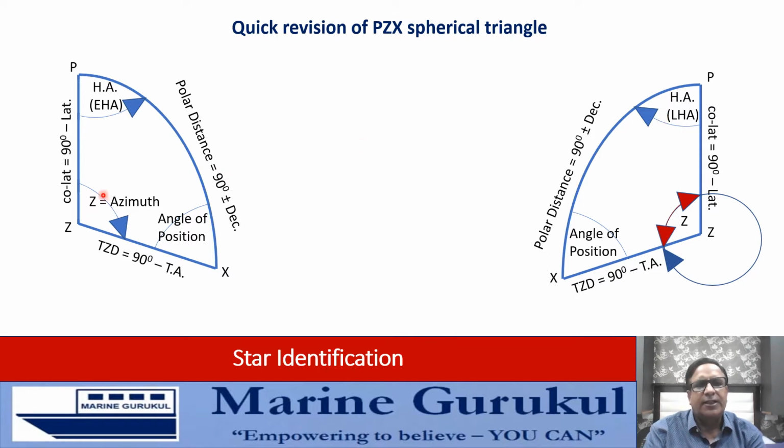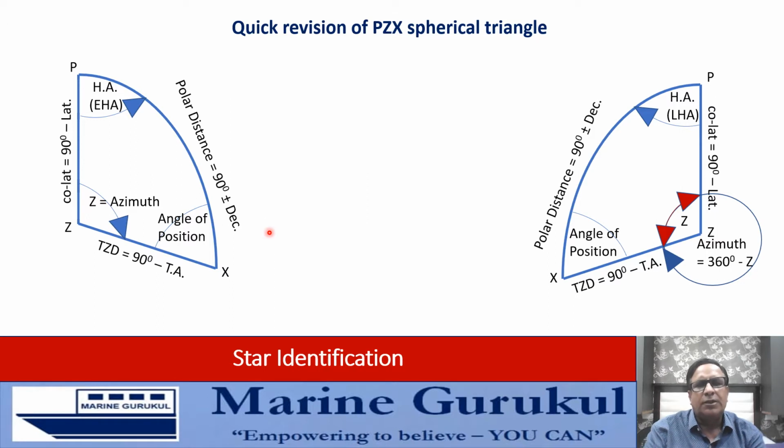As far as angle Z is concerned, in this case it was equal to azimuth, but out here if we measure clockwise from north, this arc represents the azimuth of the body, whereas the internal angle of the triangle Z will be represented by this arc. So what do we see in this case? That angle Z is equal to 360 minus azimuth, or else azimuth is equal to 360 minus angle Z.